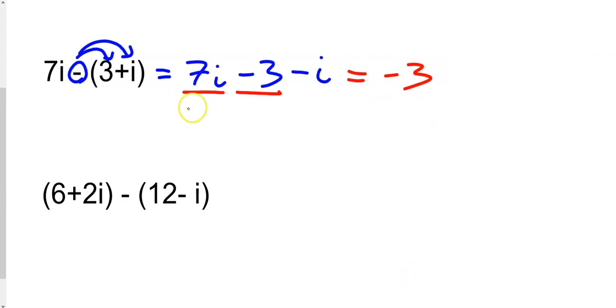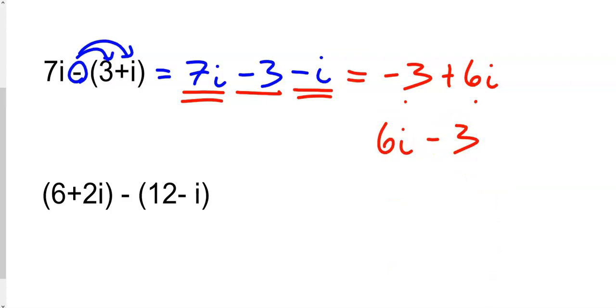And then last but not least, is anybody getting together with the 7i? You bet, the -i. So what's 7 minus 1? Positive 6i. And that's how they'll want it written up. They will want the real part first, and then the imaginary part second. If you write it the other way, that's kind of incorrect, because we always want the real part first, the imaginary part second. That's that form that I was talking about before. This is how it should be written up. The real part is the -3. The imaginary part is the 6i.